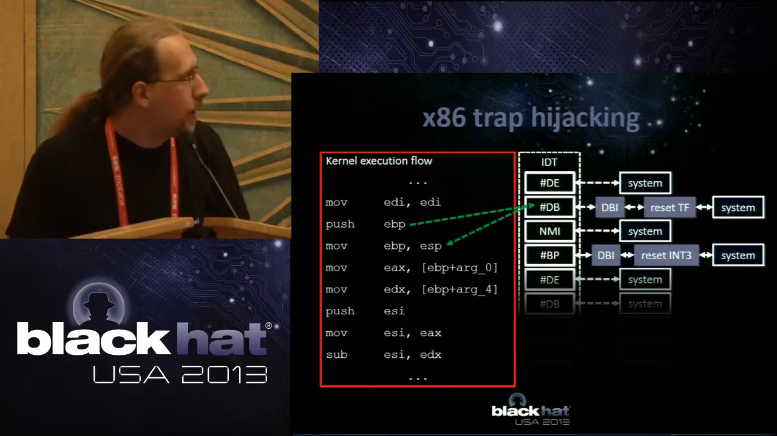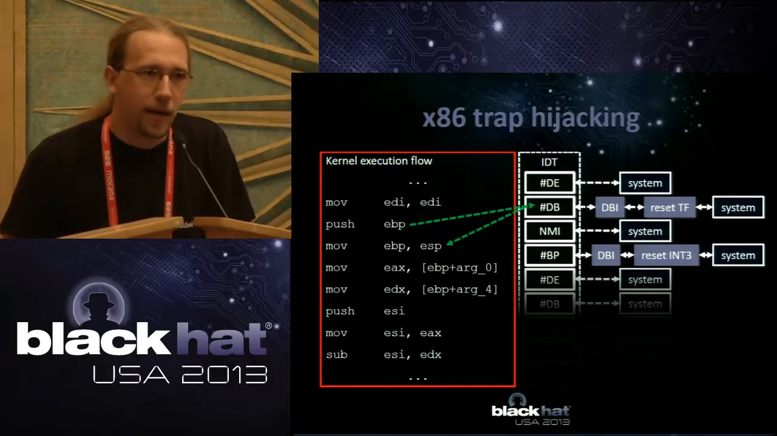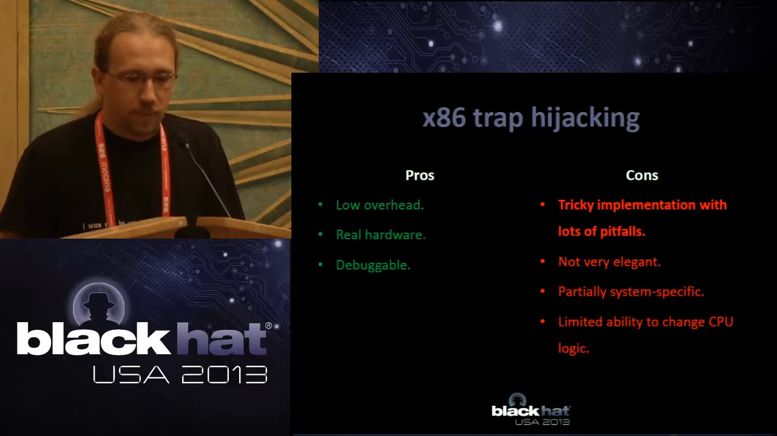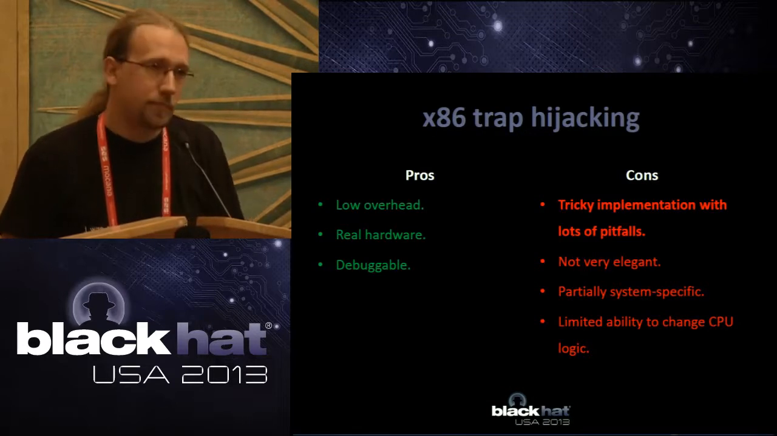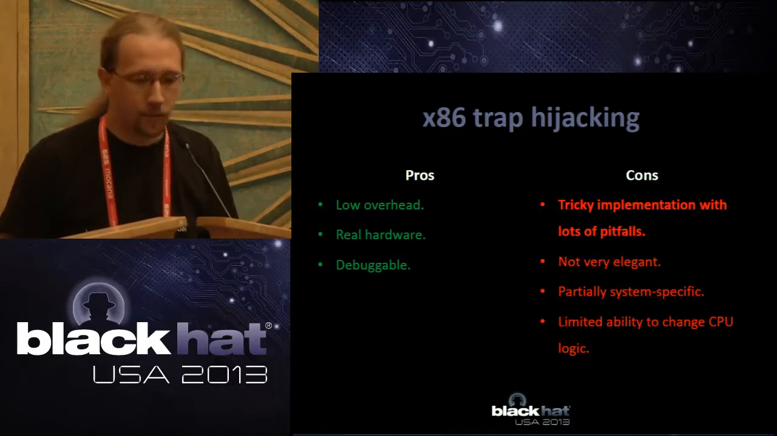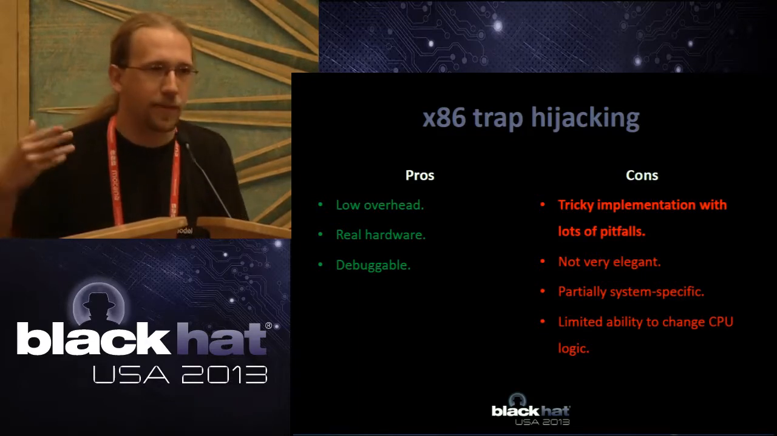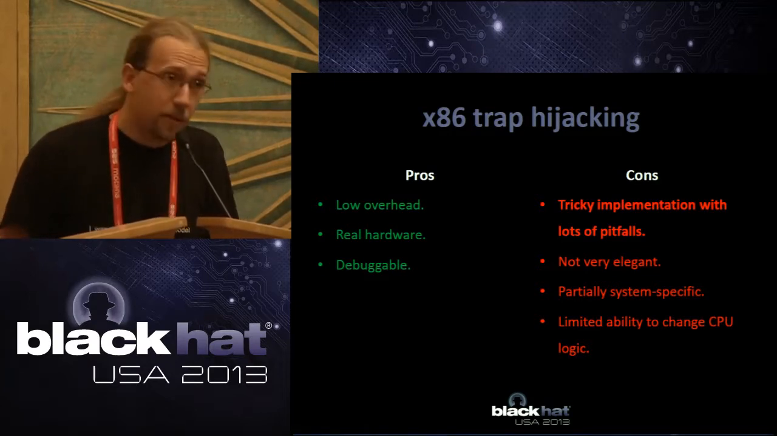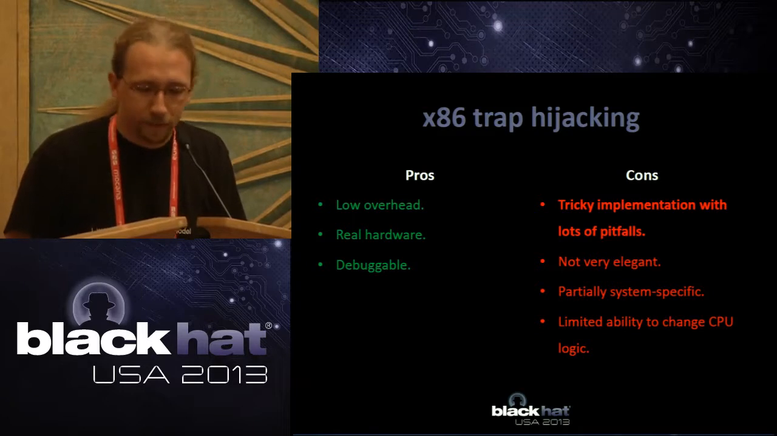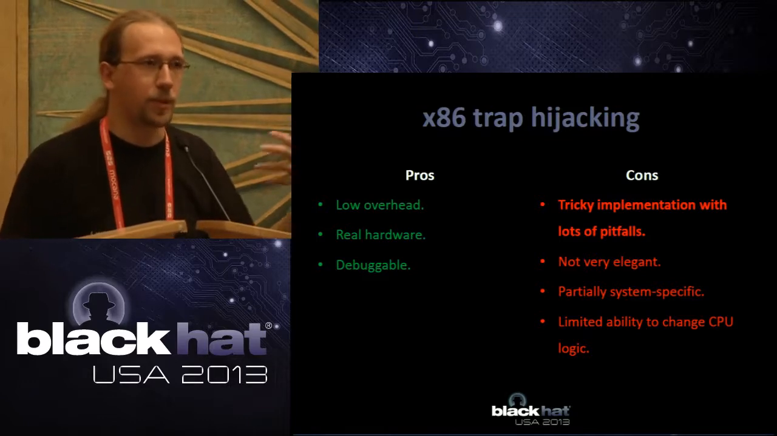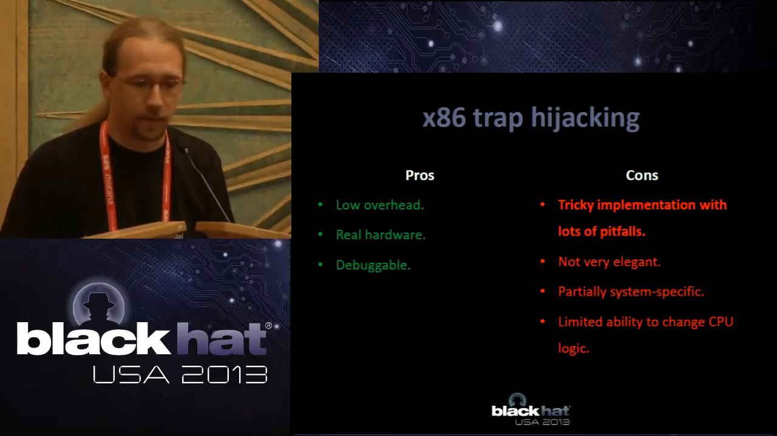Another approach would be using x86 trap hijacking. This is the method that SoftICE used, if you know SoftICE. It has a pretty low overhead. It still allows you to test real hardware, and it's pretty debuggable. However, it also is tricky to implement, because if you ever have written an implementation for x86 traps, there are some things you need to handle properly. It might not be very elegant, and it might be a little system specific. And it's also still limited to what the CPU allows you to do, to what traps and exceptions it actually issues, and what it allows you to set.